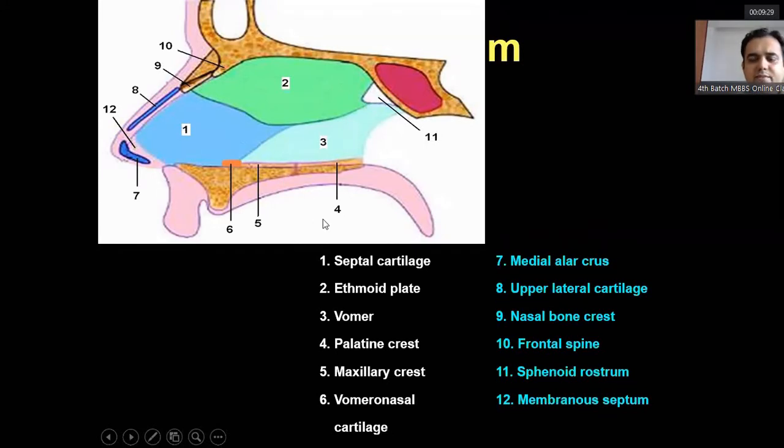In the exams, the questions may be like this: what are the major contributions and minor contributions for the nasal septum? So these three parts are the major contributors, and the rostrum of the sphenoid, the palatine crest, maxillary crest, and frontal process are the minor contributions. We'll again talk about this in the chapter on the nasal septum, but because we are dealing with the anatomy of the nose as a whole, we need to know this even today.